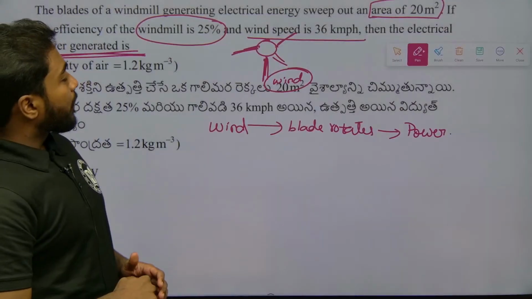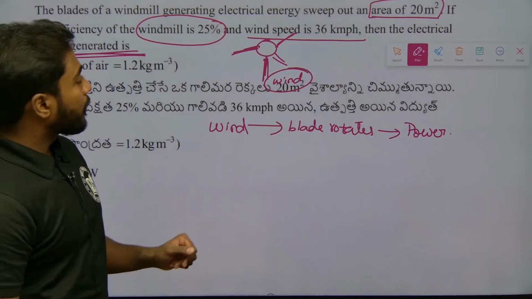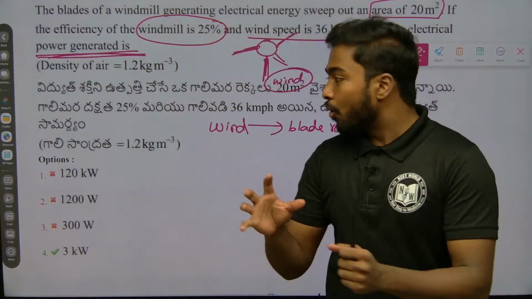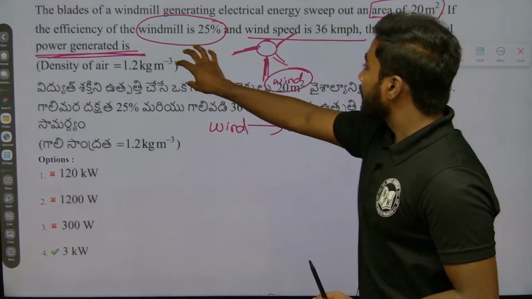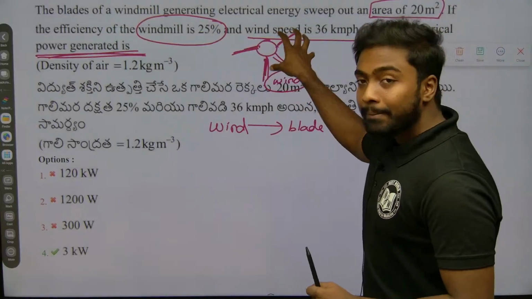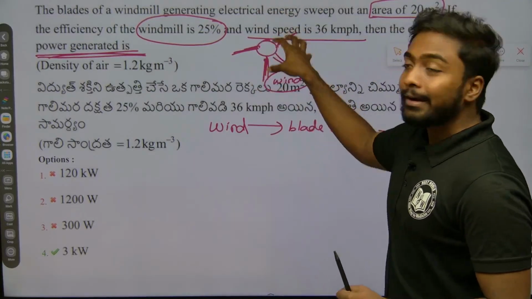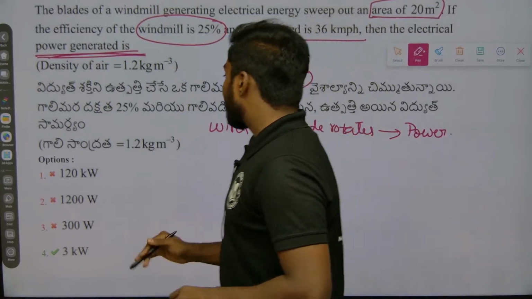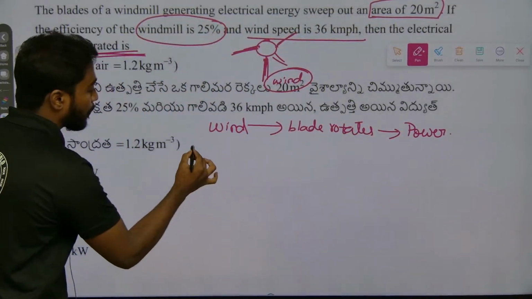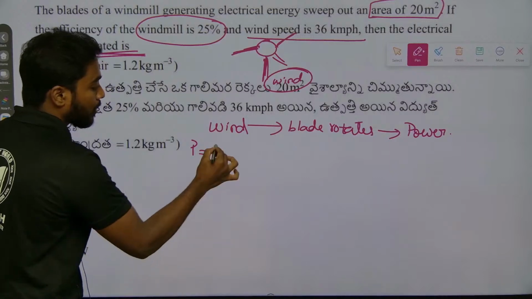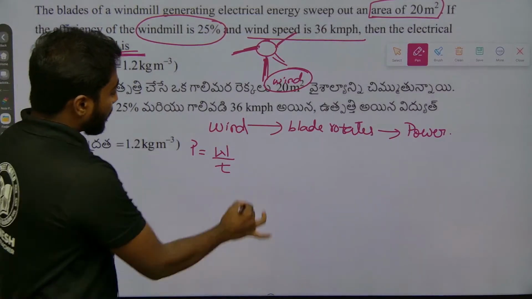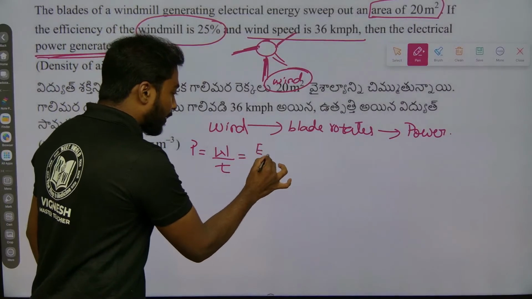So what do we need to find here? The power, right? First of all I need to find the power of the wind: how much power the wind has given to the blade, and then how much power has been generated, since the efficiency is 25%. What is the power formula we know? Power is equal to work done by time. We can also take energy by time.